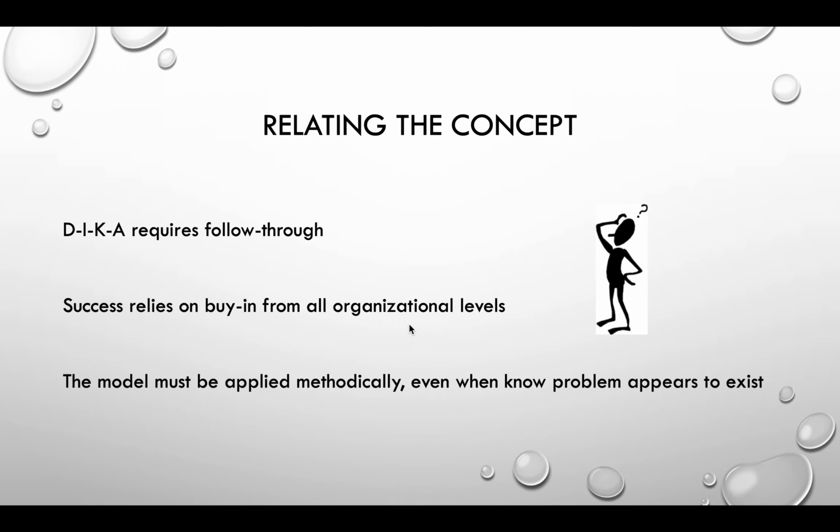And finally, the model needs to be applied methodically even when no problem exists. As we saw in the last slide, Forever 21 was too late to go through this process, realize that the problem existed, and then take some kind of corrective action. What really needs to happen is, even when a problem doesn't exist, that just means that we are not seeing the problem that is about to hit us in the face.